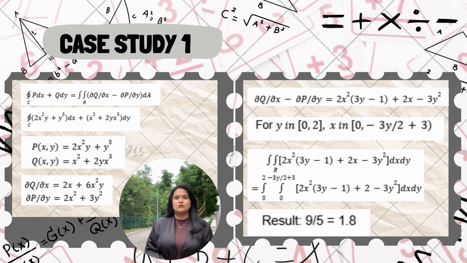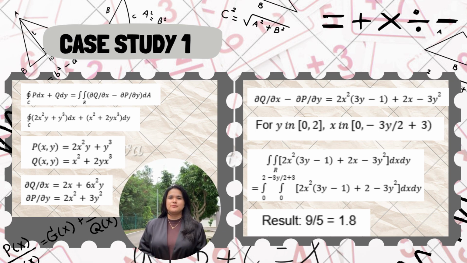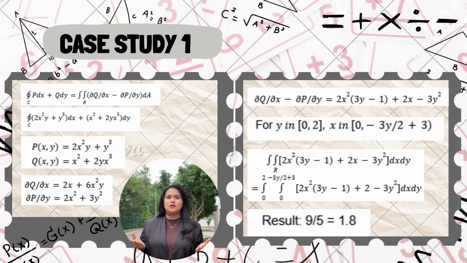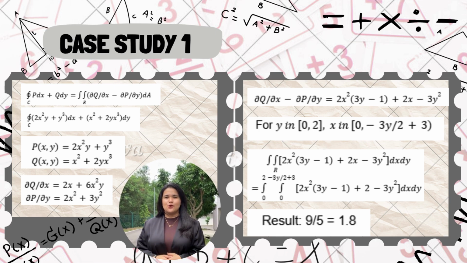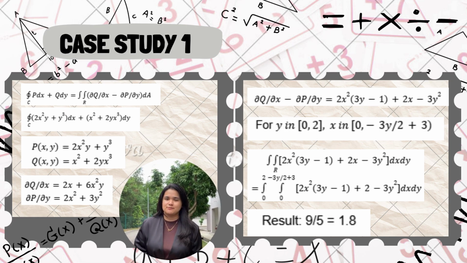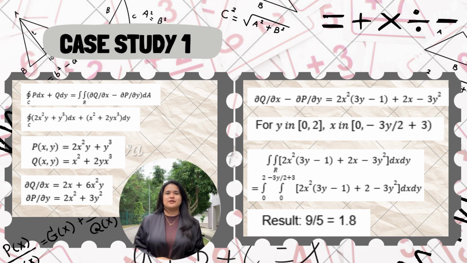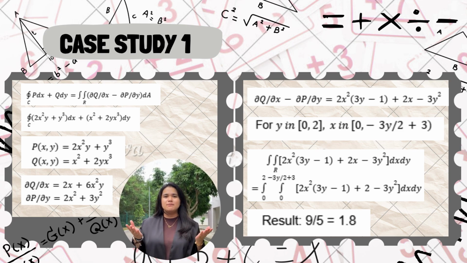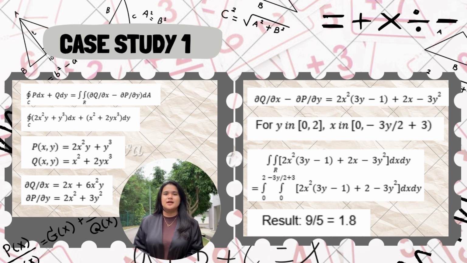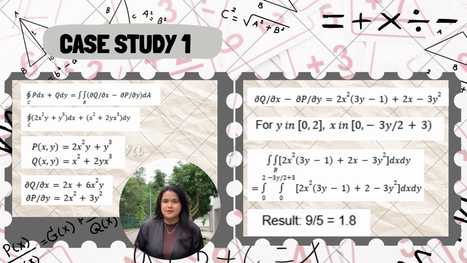So the integral is (2x squared y plus y cubed) dx plus (x squared plus 2x cubed y) dy, where C is the boundary of a triangle with vertices at (0, 0), (3, 0) and (0, 2), oriented in the counterclockwise direction. Instead of calculating the line integral directly along each side of the triangle, we apply Green's theorem, which converts the line integral into a double integral over the enclosed region. This simplifies the calculation and reduces the amount of work required.